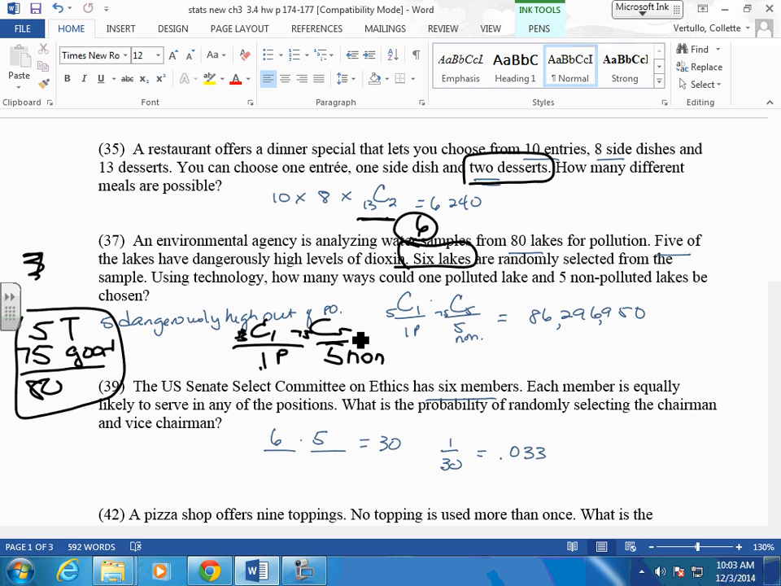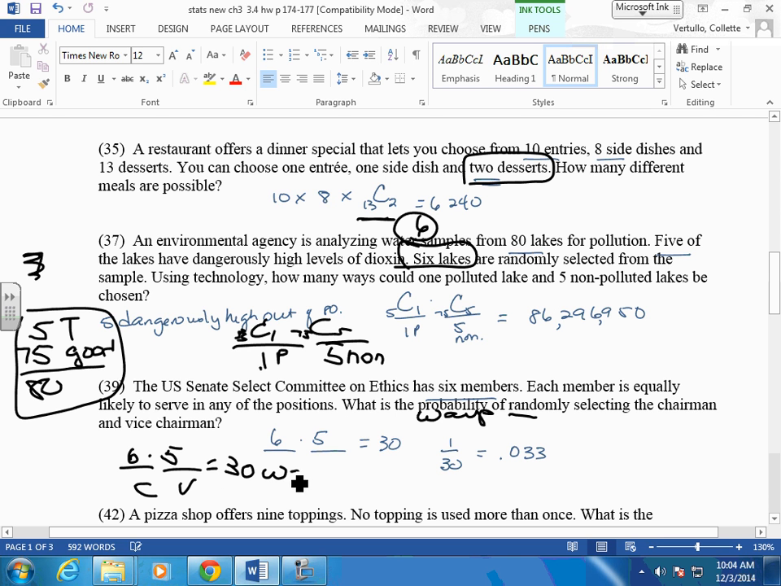Today we're going to turn those into probabilities. But so that you get to how many ways, that comes first. This one did have a probability. The U.S. Senate Committee on Ethics has 6 members, and each is equally likely to serve. What is the probability of randomly selecting the chairman and the vice chairman? Normally we say, how many ways can you select a chairman and a vice chairman? Chairman, vice, 6 times 5, 30 ways.